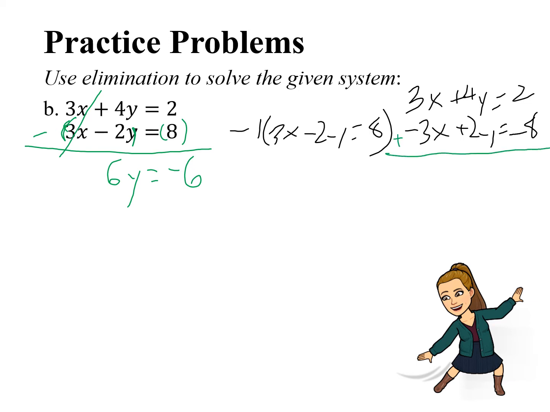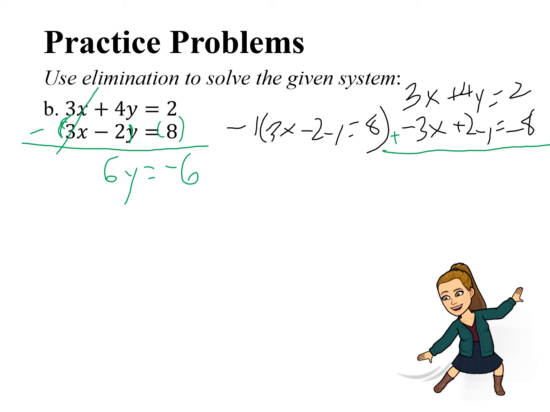If you're getting lost with your negative signs, I suggest that you rewrite it this way so that you know what's canceling out and what isn't. If I look at this here, I get my 3x and a minus 3x, 4y plus 2y, and 2 minus 8. I get the same answer as I do here, so whichever way works best for you. Then my next step, I have to divide by 6, and so I find out that y is equal to negative 1. Well, now I'm going to go back.